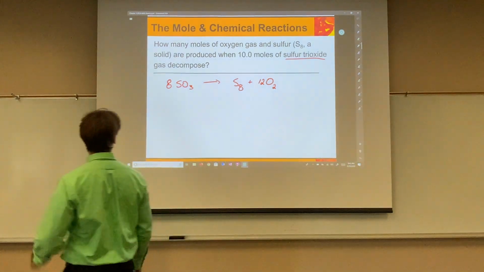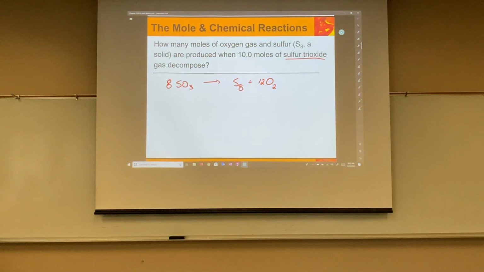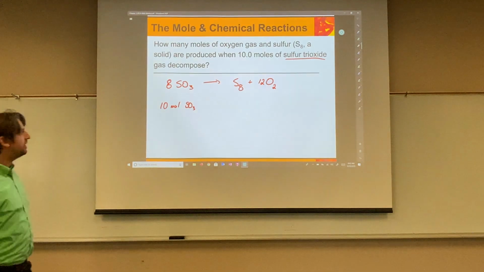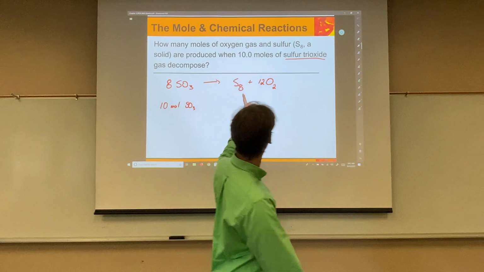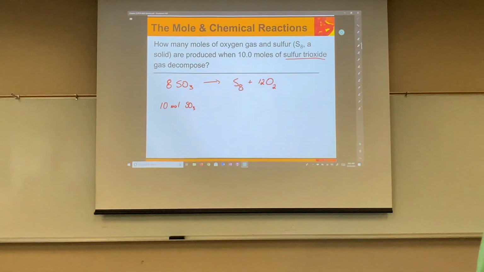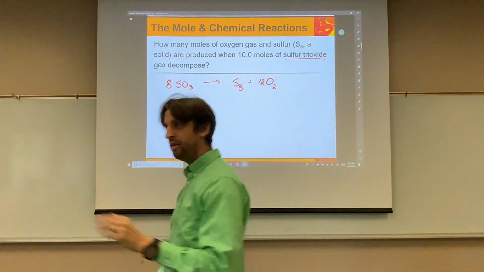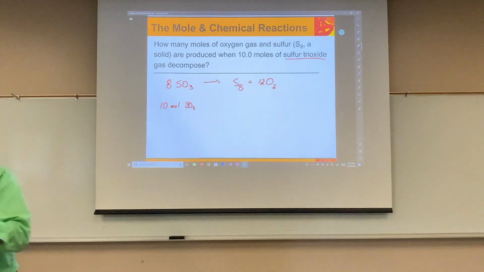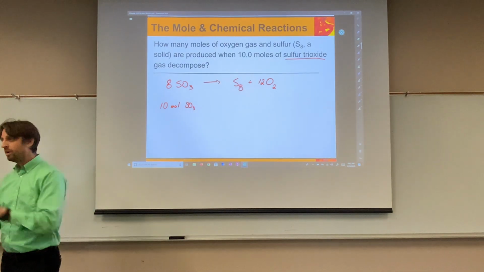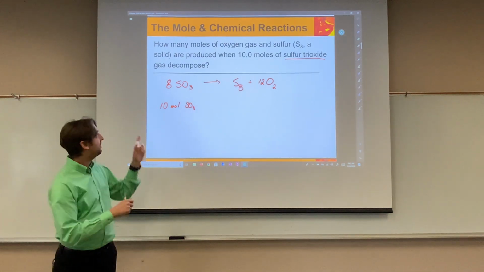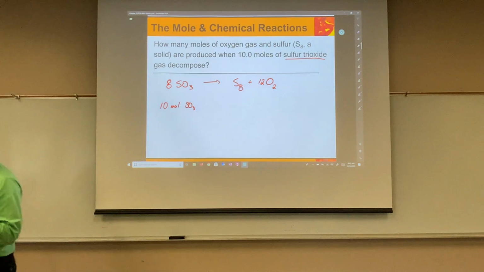Okay? So what is this telling me? This tells me that I have 10 moles of SO3. And what unit do I need to convert 10 moles of SO3 into? It asks for moles of sulfur and moles of oxygen. So all we're going to do is play the game of converting moles of SO3 into moles of O2, or S8, sorry, I already said O2. You guys got what I'm saying here?